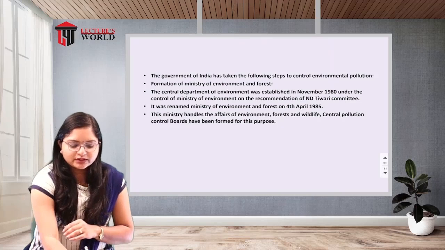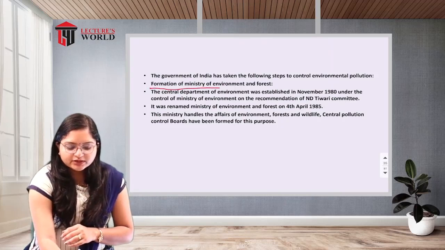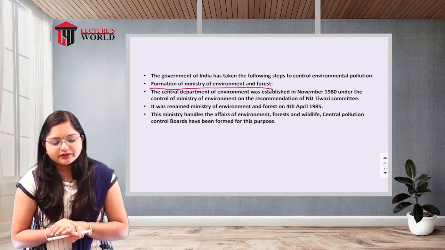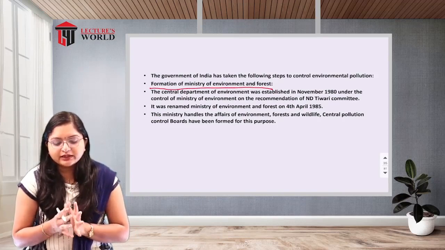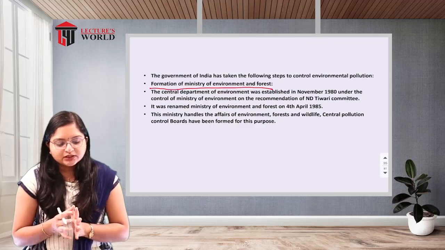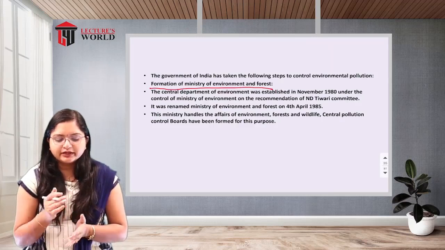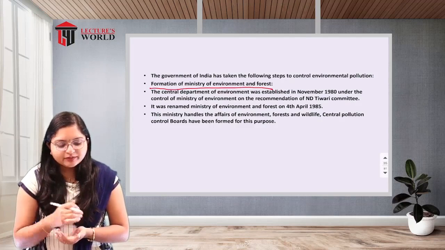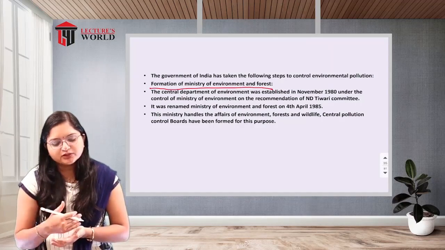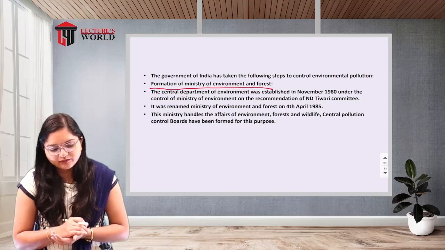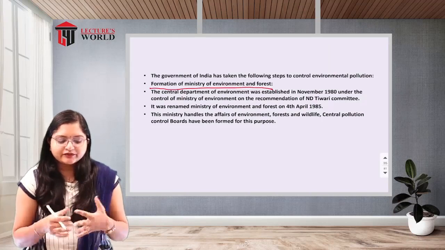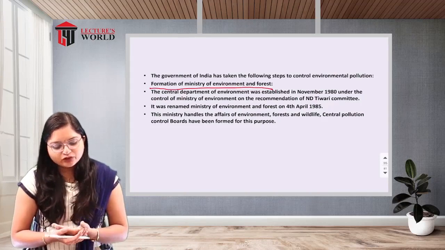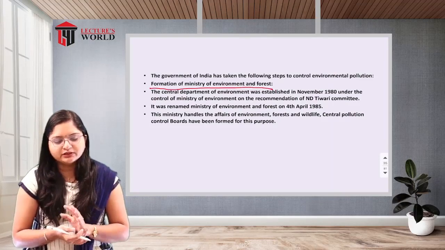The first step is the formation of the Ministry of Environment and Forest. The Central Department of Environment was established in November 1980 under the control of the Ministry of Environment on the recommendation of the N.D. Tiwari Committee. It was renamed Ministry of Environment and Forest on 4th April 1985, and this ministry handles the affairs of environment, forest and wildlife. Central Pollution Control Boards have been formed for this purpose.